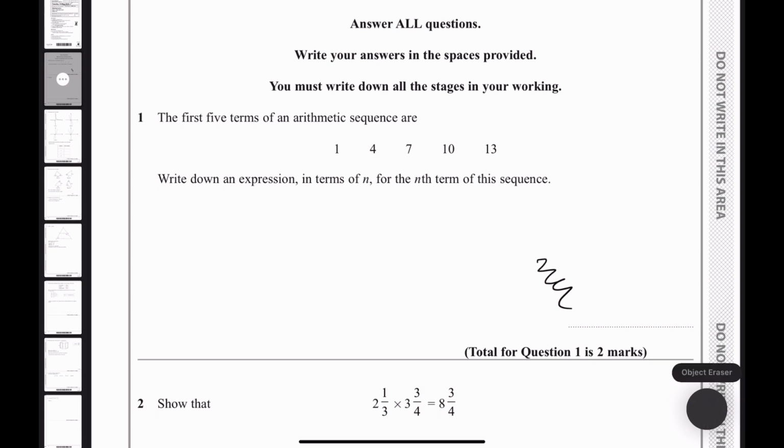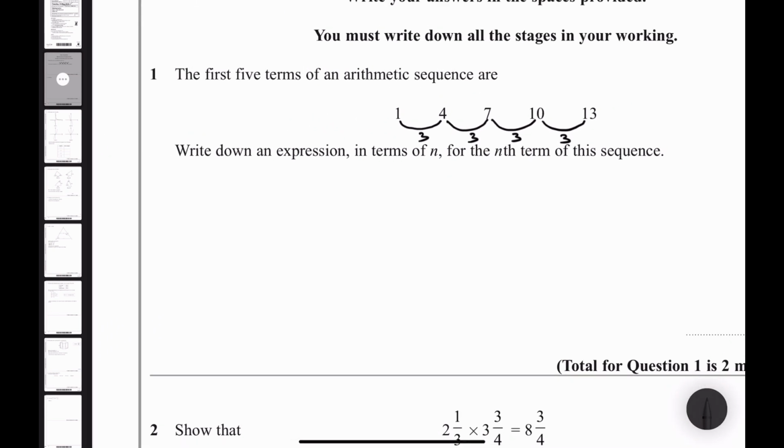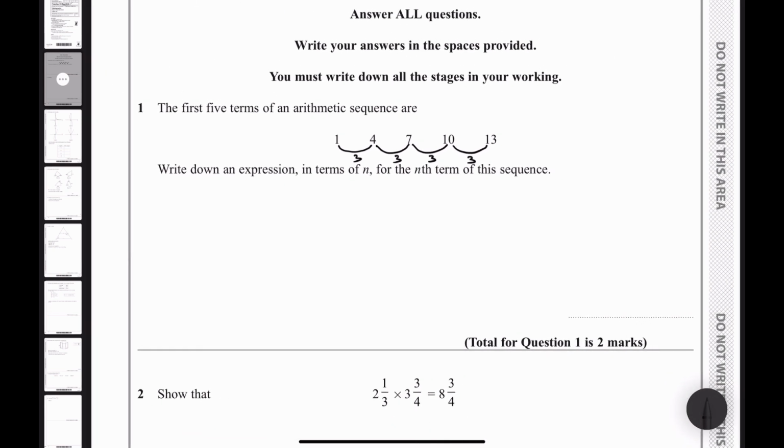So we have question number 1. It says the first 5 terms of an arithmetic sequence are 1, 4, 7, 10, and 13. Write down an expression in terms of n for the nth term of this sequence. Well, in an arithmetic sequence, the difference is common. So as you can see over here, the difference between 1 and 4 is 3. 4 and 7, it's 3. 7 and 10, it's 3. 10, 13, it's 3.